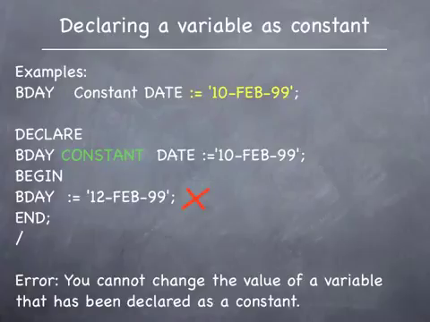In the example, the variable bday is declared to be of constant type. Its initial value is 10th of Feb 1999. In the body, you are trying to assign another value 12th of Feb 1999 for the same variable called bday. This will not work. You'll receive an error when you run the program as shown on the slide.